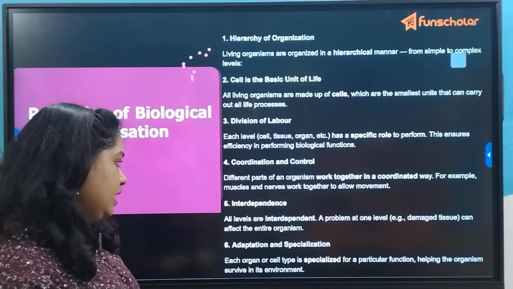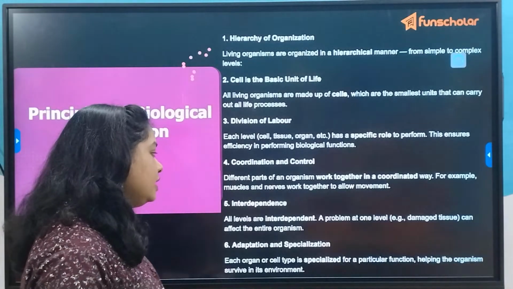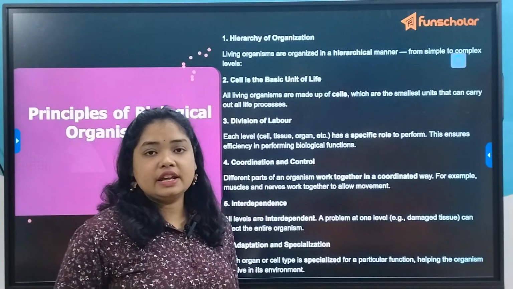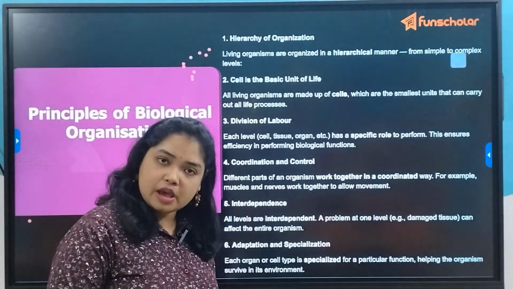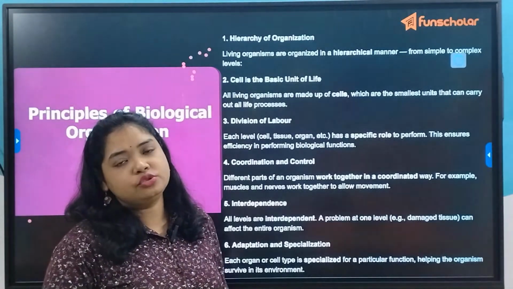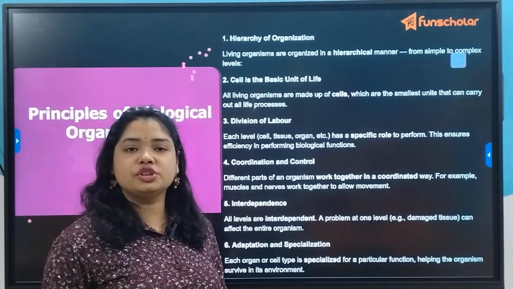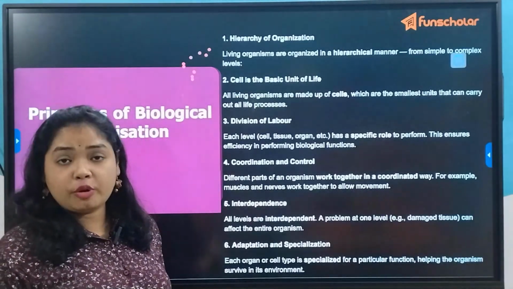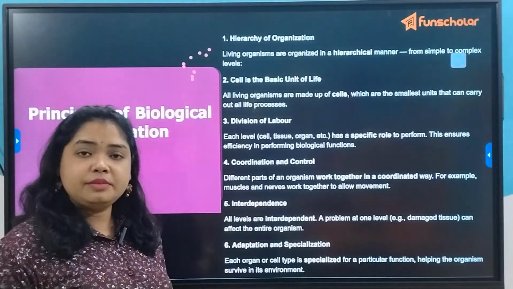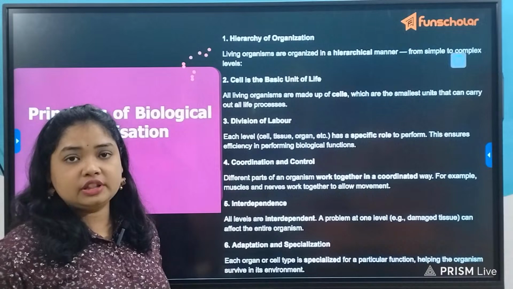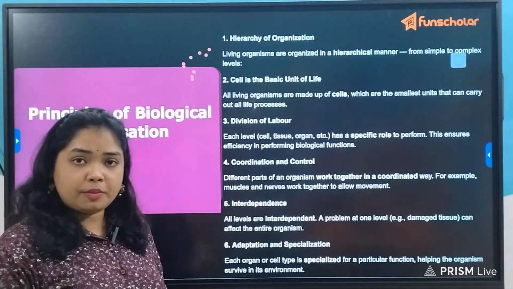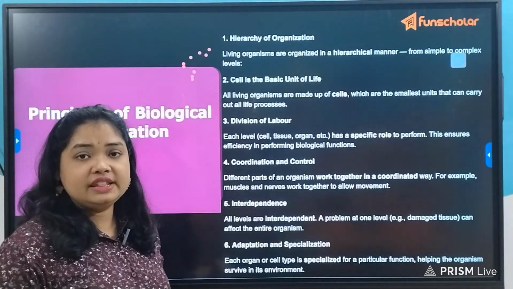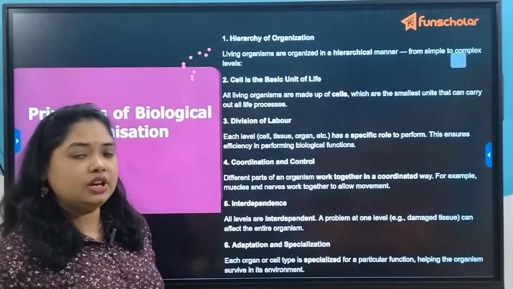Then we have interdependence. This I have already explained in the ecosystem also. It can be explained in another way: as I told you, if a cell is damaged, then the tissue will not be able to function properly. For the tissue to function properly, all the cells that make up the tissue need to function properly at their individual level. Similarly, if the tissues don't function properly, the organ as a whole will not function properly. So the role of each individual constituent in this hierarchical order is very, very important.